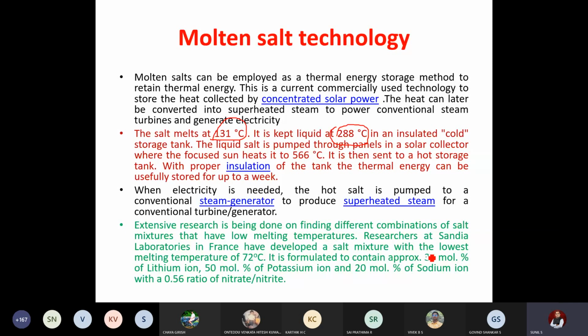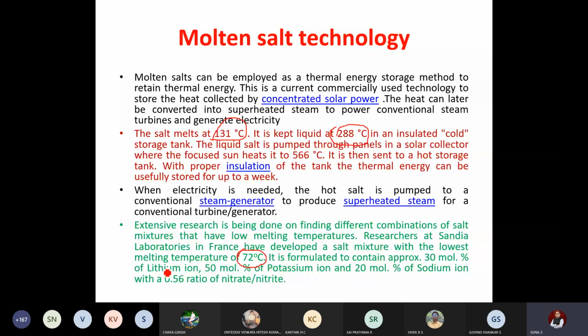They have developed a salt mixture with the lowest melting point, that is at 72 degrees centigrade. It melts and gets converted to a liquid. In an insulated container, you can store it. Whenever you want, you can take it back and use it. Once the heat is taken back, it forms a solid again.